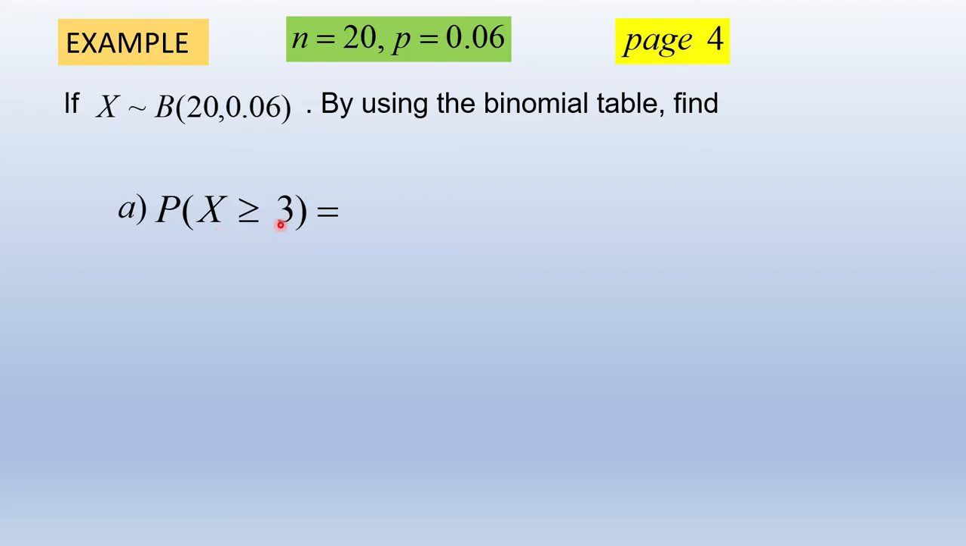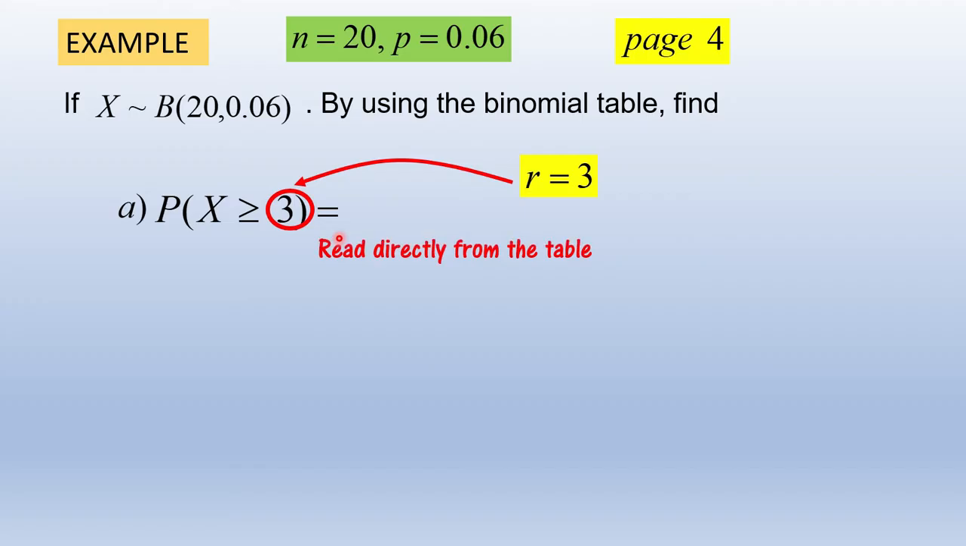Probability x more than or equal to 3. To use the table, you need to find what r is here. So, what is r here? r equals 3. So you intersect these three values, n equals 20, p equals 0.06, and r equals 3. You will get directly from the table 0.1150. Okay, got it?